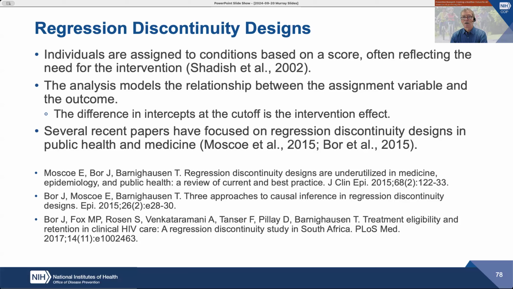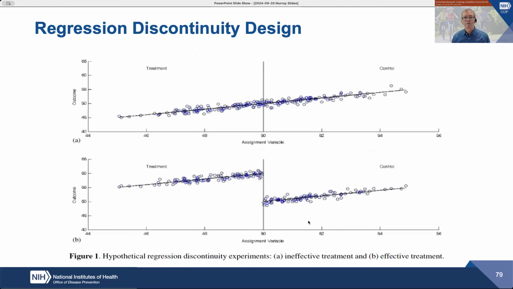The analysis models the relationship between the assignment variable and the outcome, and the difference in intercepts at the cutoff, at the breakpoint, is the estimate of the intervention effect. And there have been a number of papers on regression discontinuity in public health and medicine, and I've listed some of them here. Let's look at an example. The upper panel is an example where there's no treatment effect. So this is a regression discontinuity design, but no treatment effect.